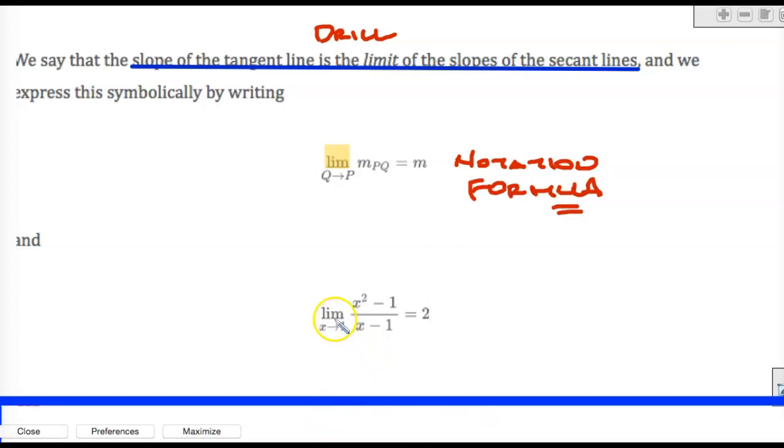And then again, the limit as x is approaching 1, now we have our slope in terms of x that equals 2 by using this table of values.